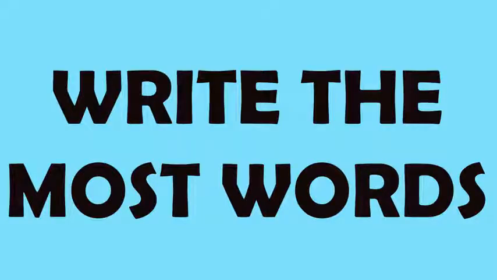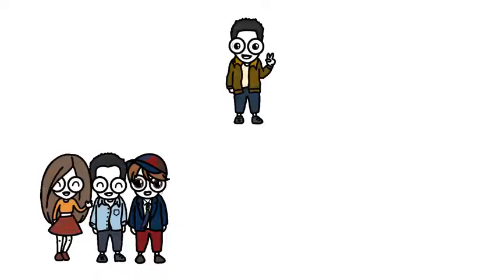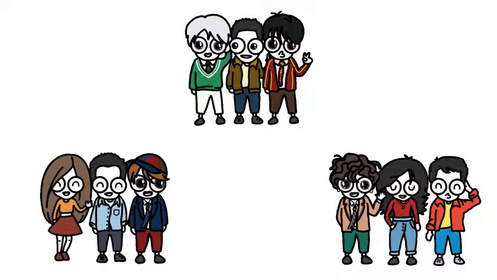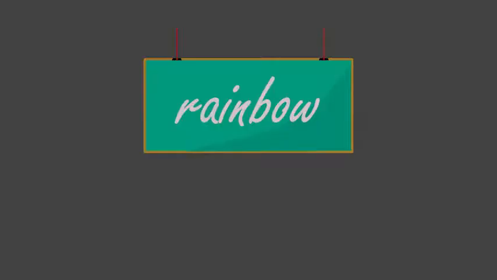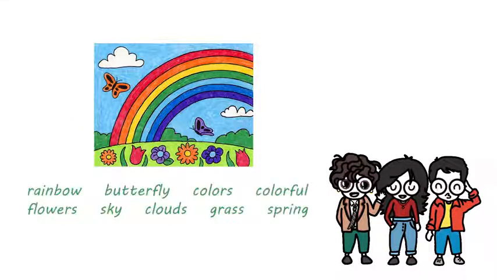Write the most words, picture edition. You're basically gonna do the exact thing we did in the previous activity. You'll divide the students into groups and instead of using a word, you're gonna show them a picture. And they have to write as many words, nouns, adjectives, or even verbs related to what they're seeing.